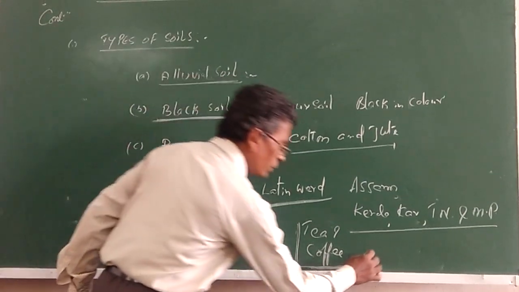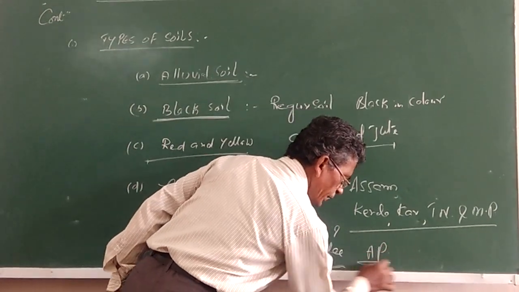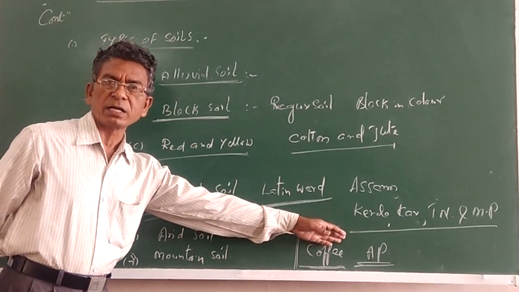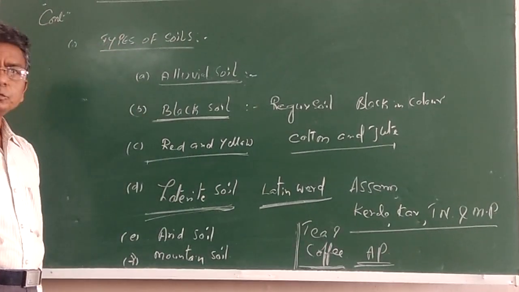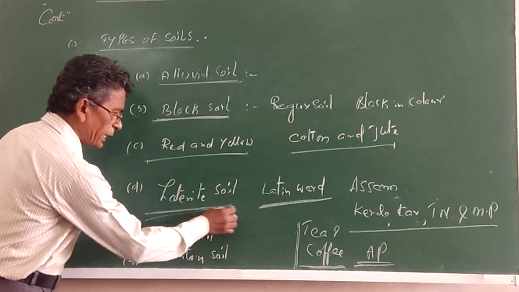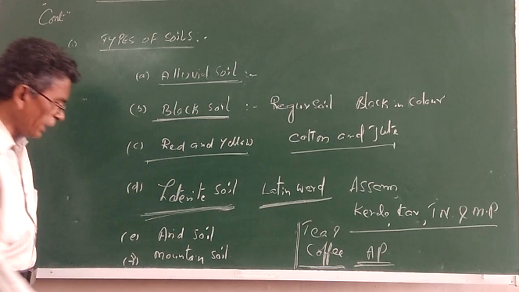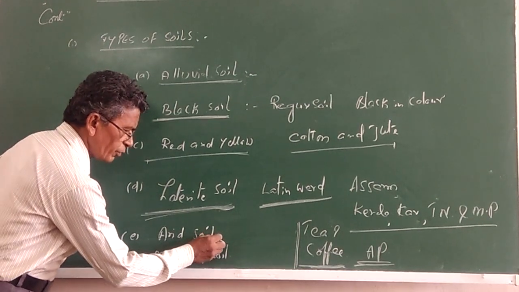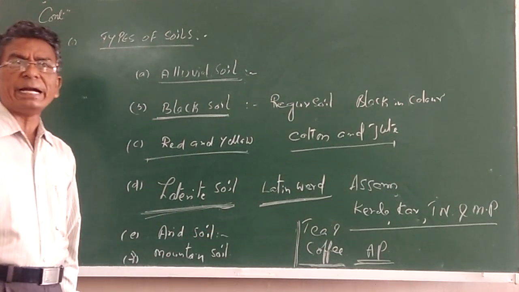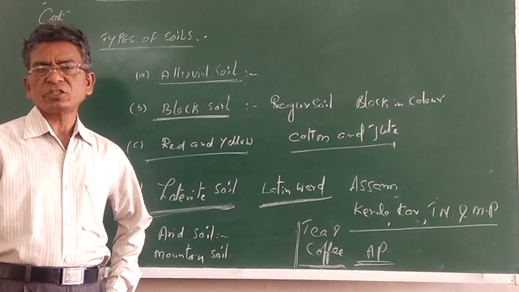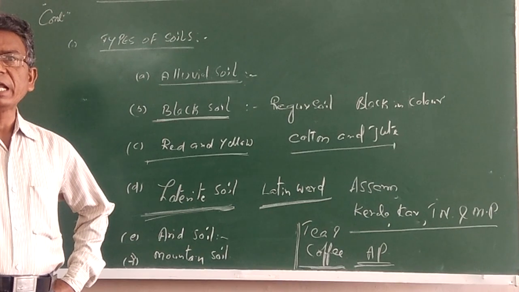In AP, even cashew nuts can be cultivated in some parts of Andhra Pradesh. That is the laterite soil. Coming to the fifth one, arid soils. Arid soils can be identified by sandy structure and saline nature.